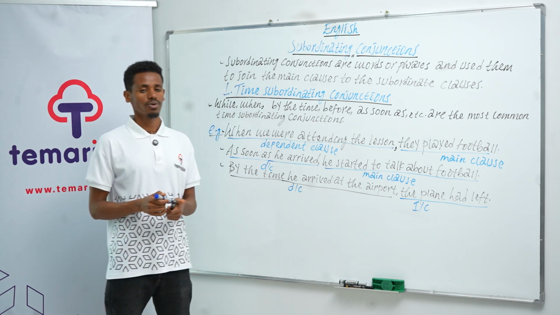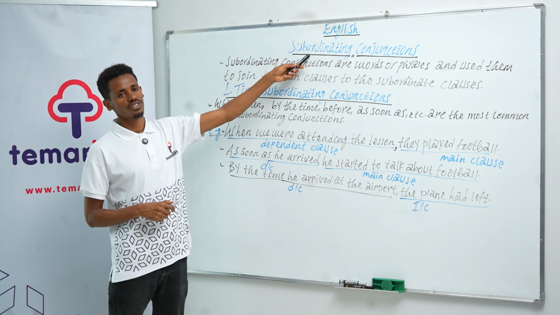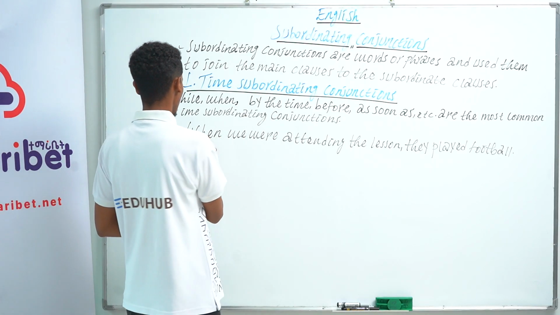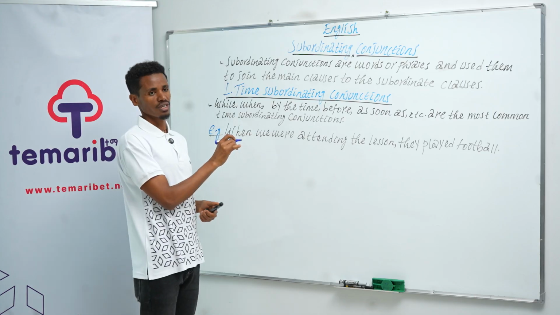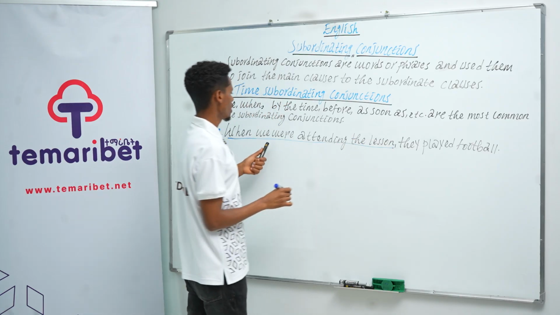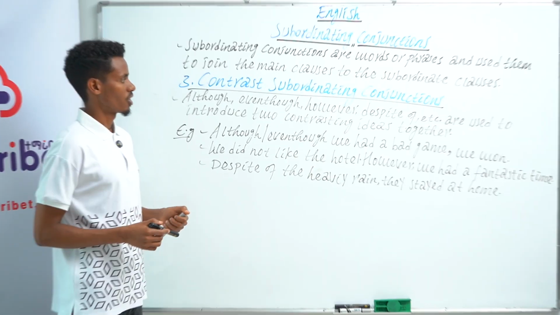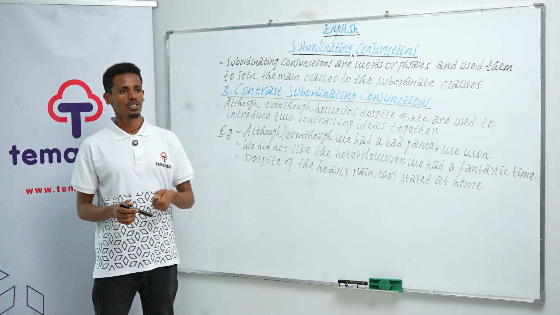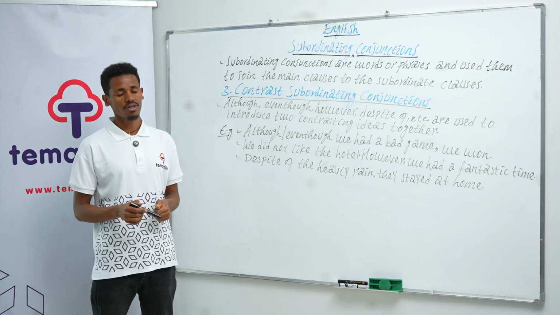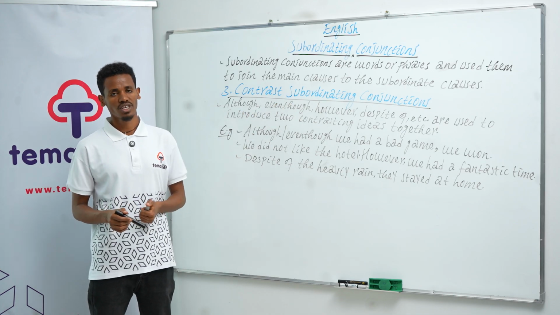To join a dependent clause into an independent clause, we need to use such kinds of subordinating conjunctions. When we were attending the lesson, start from the subordinating conjunction word "when" up to the comma. This clause is dependent. Even though, however, in spite of, yet, etc. To refer to contrasting ideas together, we need to use such kinds of contrasting subordinating conjunctions.